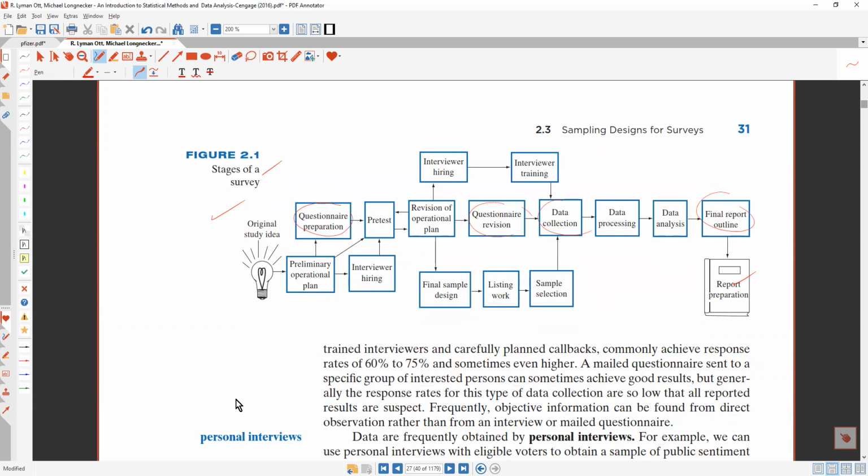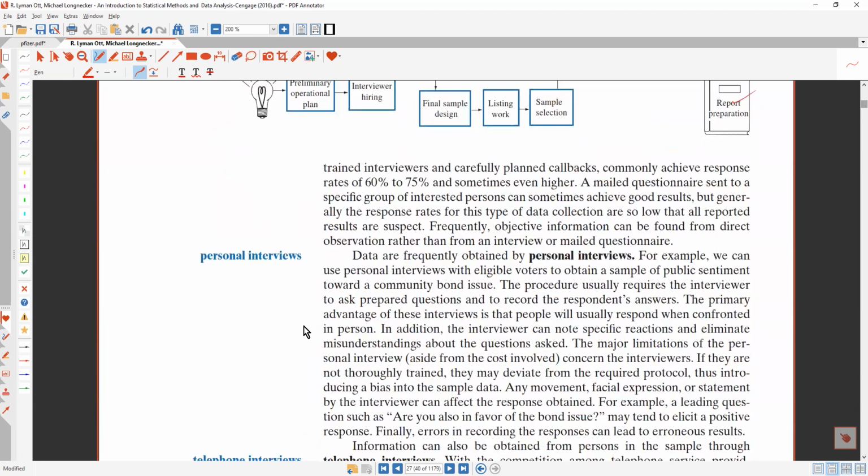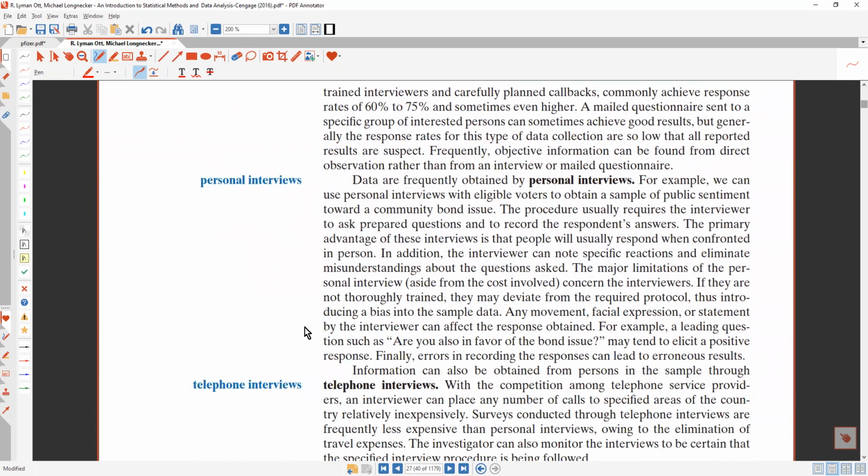So different steps there. Again, that's not very vital. Data are frequently obtained by personal interviews. Okay, so you can also use those for data collection. It's not exactly very scientific. I mean, you can rigorize personal interviews, but if you're just doing a casual interview of somebody, that isn't very scientific. So we need to be aware of that as well.